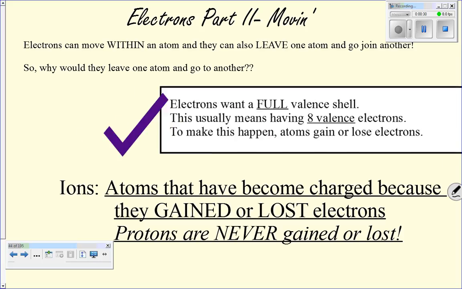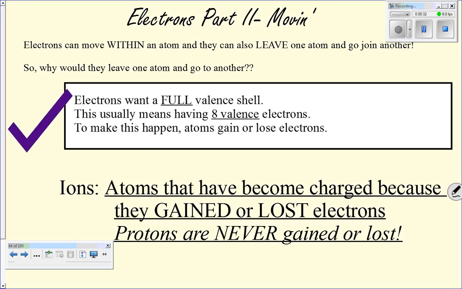Part of what they're doing a lot of the time is, I'm sorry, that's an error, atoms want to have a full valence shell. So what this means is that outside shell that we talked about in the last lesson, that outside ring, pretty much every atom wants that to have 8 electrons in it. The only exception to this is very small atoms only have the first ring, and that's actually full with 2. So this full outer ring basically makes an atom feel happy. For this to happen, atoms tend to gain or lose electrons.